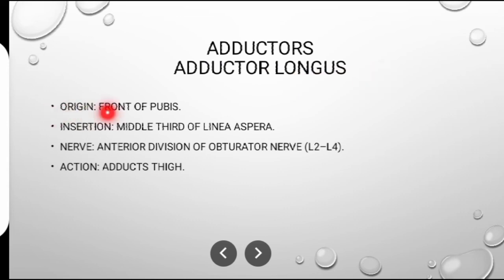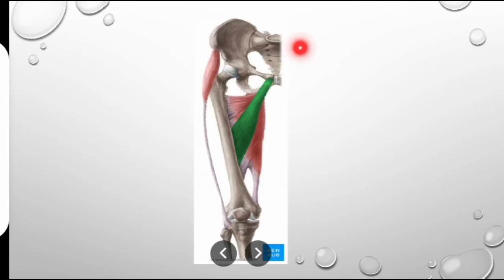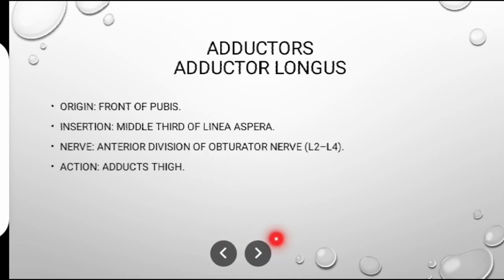Its origin front of pubis. Insertion middle third of linea aspera. Nerve supply anterior division of obturator nerve. Action hip adduction. The muscle in green is adductor longus muscle.